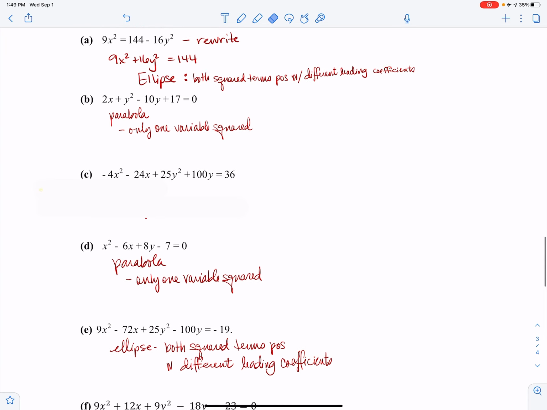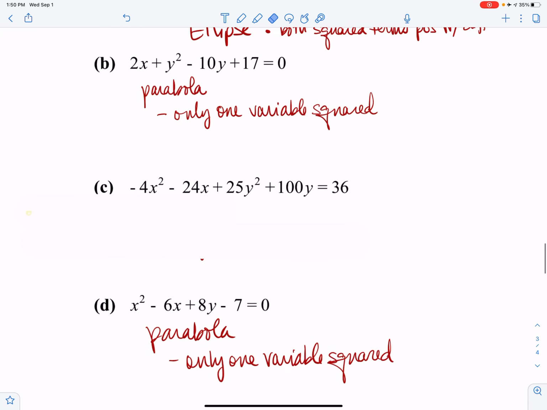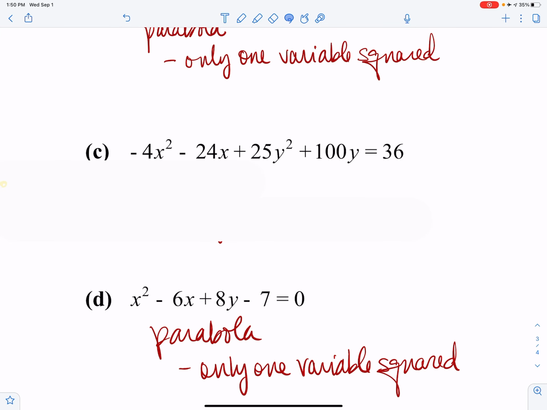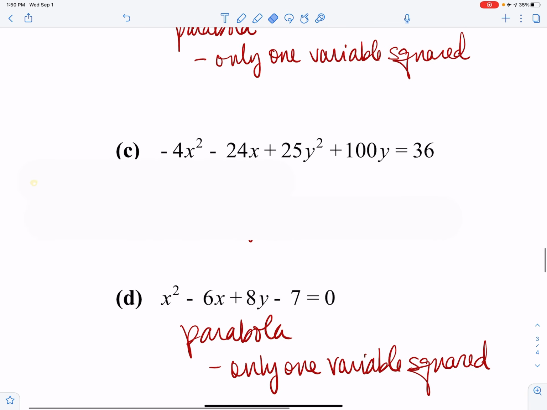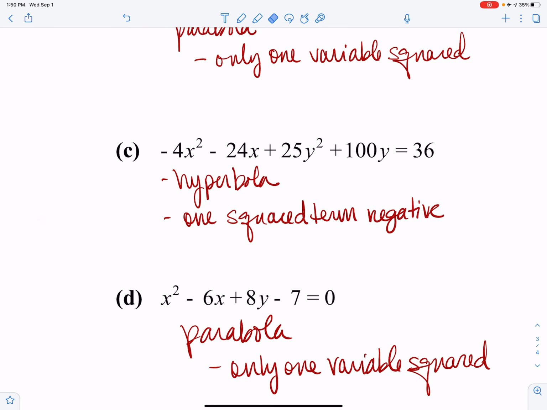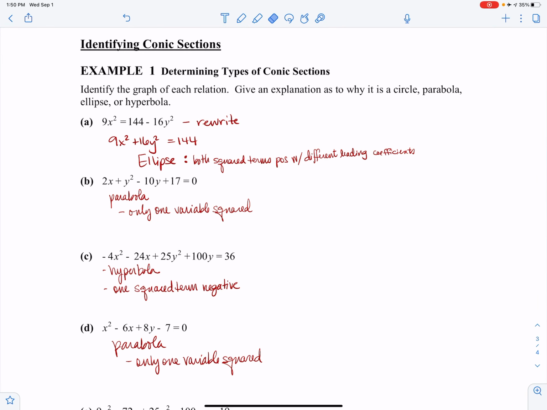I think there's one that I haven't done. Yeah, part C. In part C, you'll notice that of my squared terms, one is positive and one is negative. So automatically, I know that this is going to be a hyperbola because one squared term is negative. And that's how you would identify your conic sections without having to actually find the standard form.